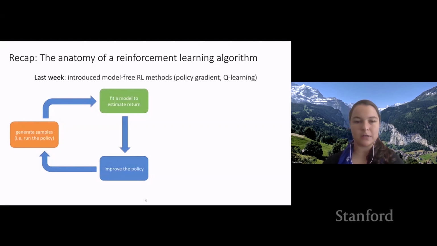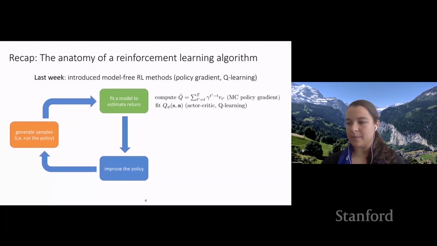The first was using policy gradients, which fits a model to estimate the return by simply looking at Monte Carlo rollouts of your policy and computing the discounted return from that rollout. And the second approach is to use Q-learning, where you fit a Q function using the Bellman equation to estimate your return. These are two ways to estimate your return, one where you just average over the trajectories, and one where you actually fit something like a neural network.